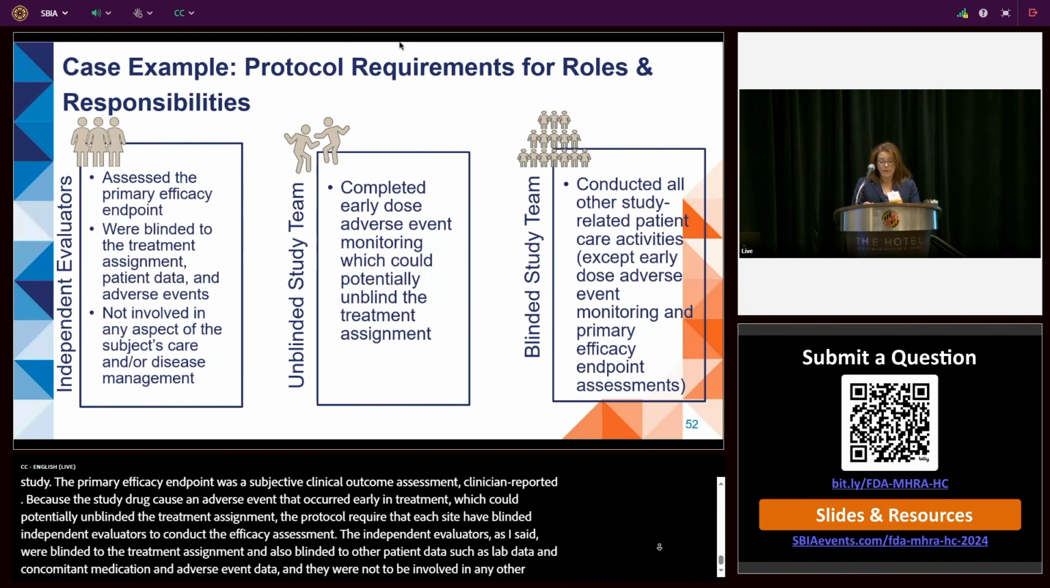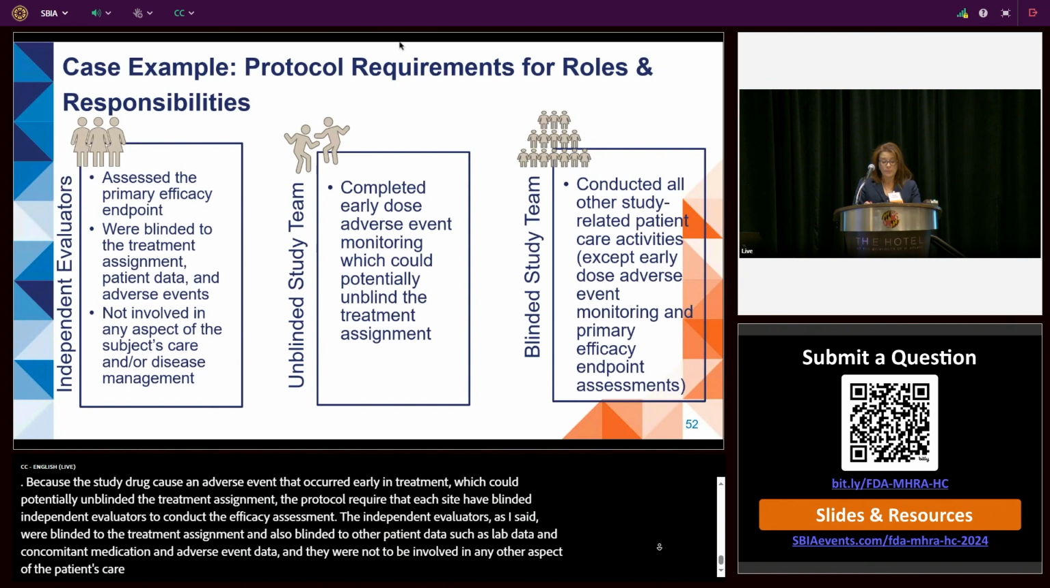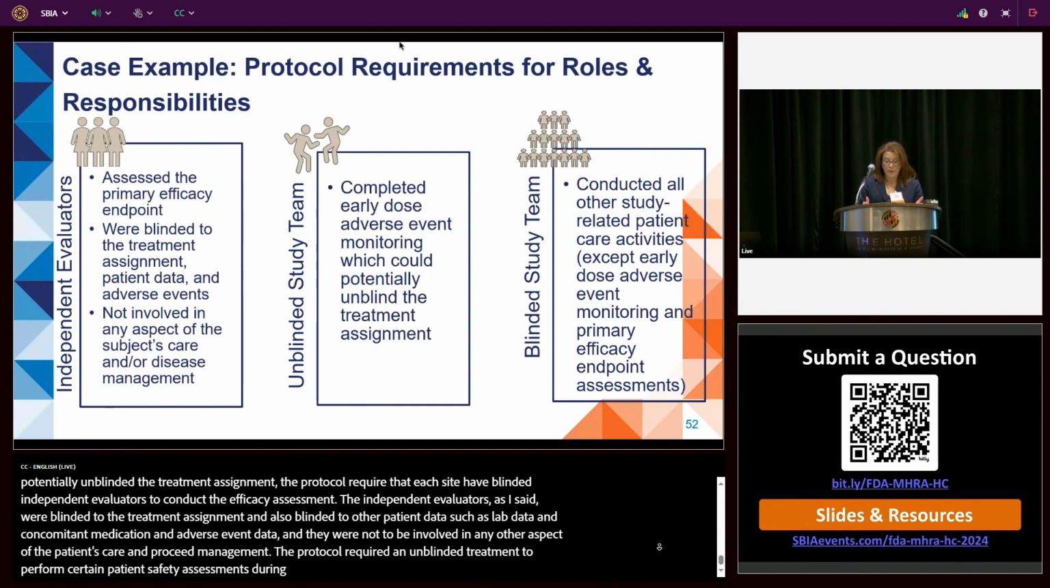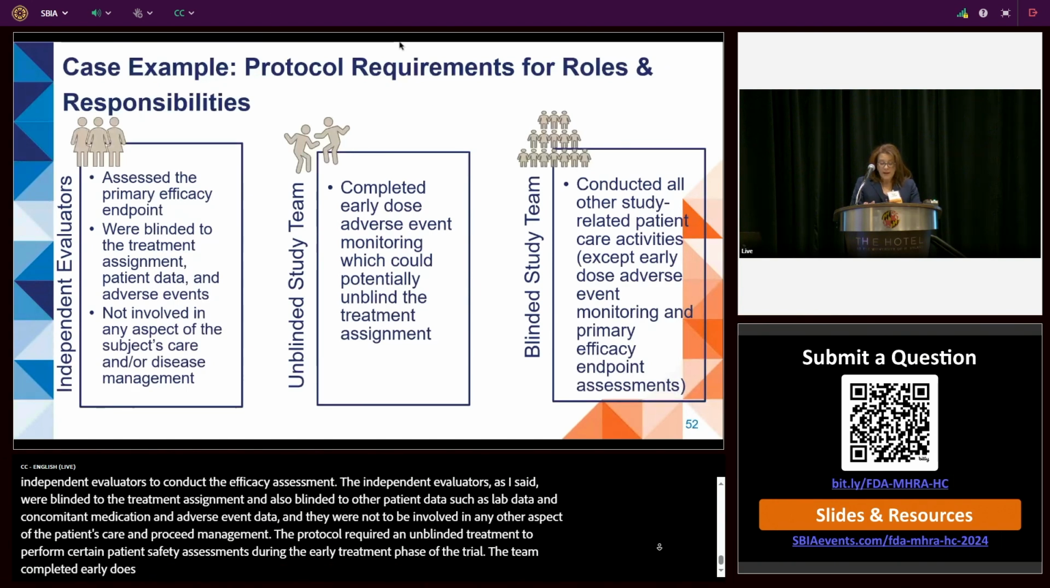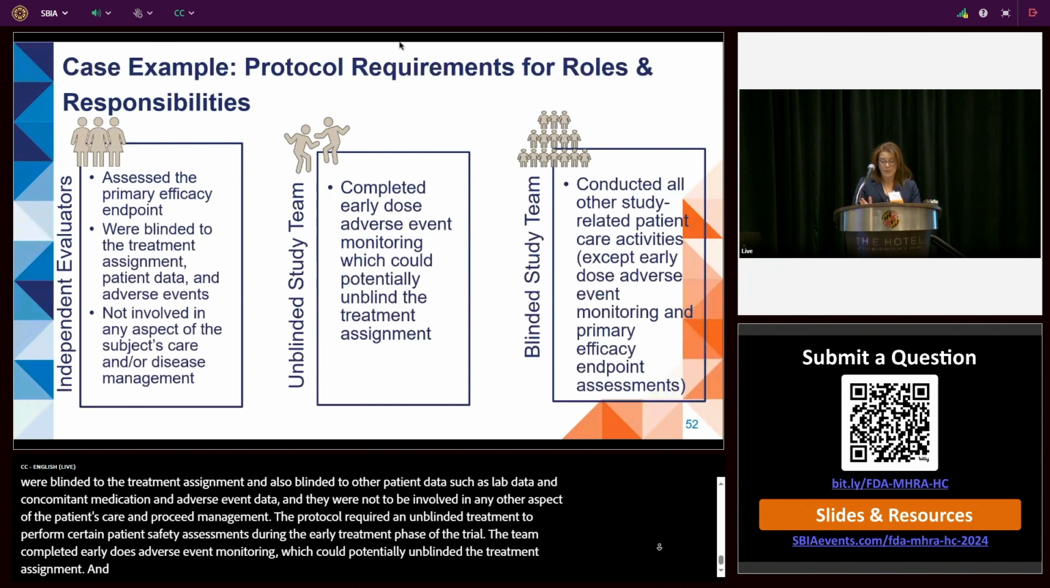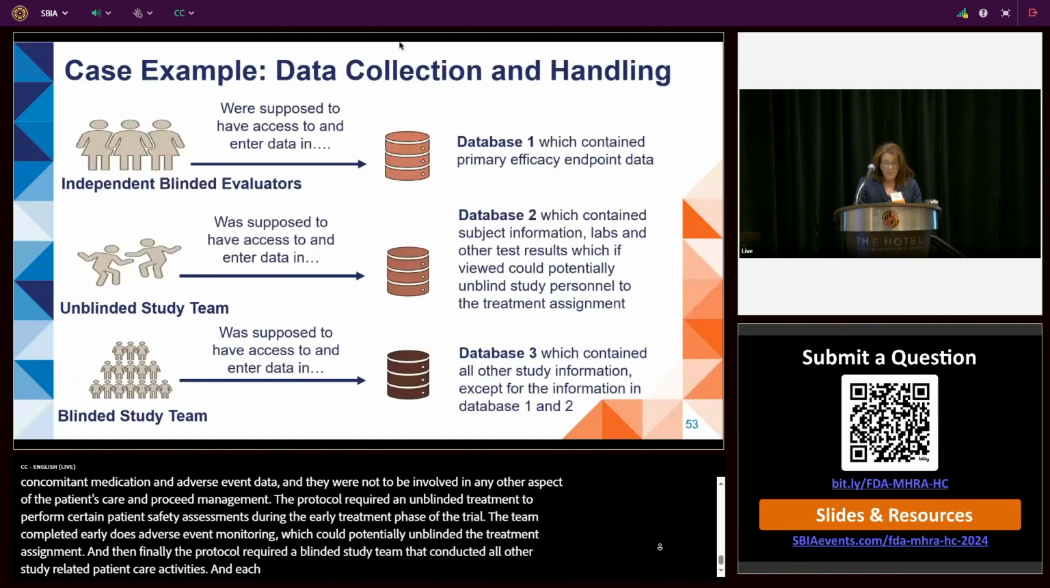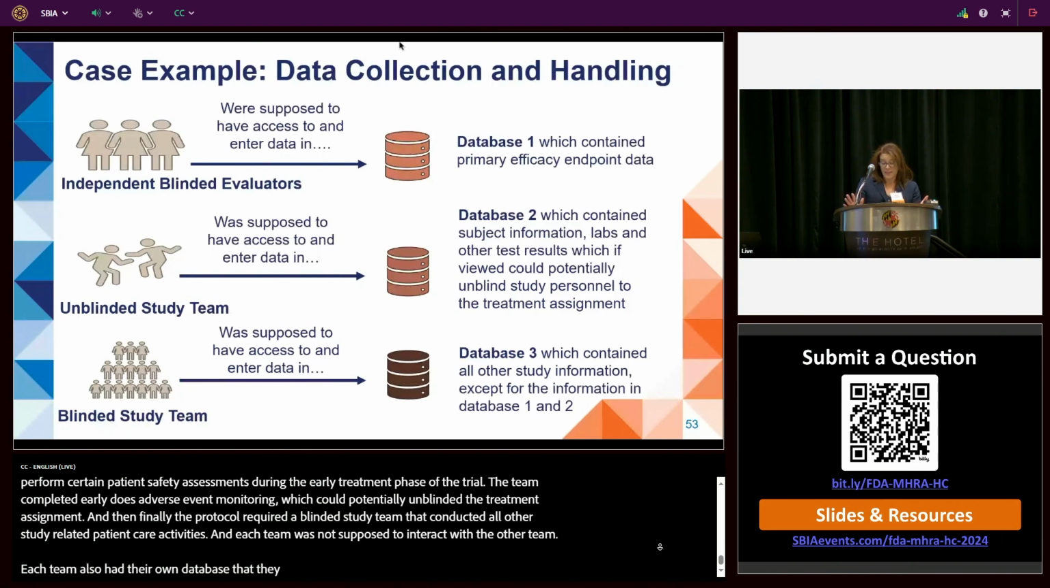The protocol required an unblinded team to perform certain patient safety assessments during the early treatment phase of the trial. The team completed early dose adverse event monitoring, which could potentially unblind the treatment assignment. And then finally, the protocol required a blinded study team that conducted all other study-related patient care activities. And each team was not supposed to interact with the other team. Each team also had their own database that they were to use to enter their data. And the teams were not supposed to have access to the other team's database.